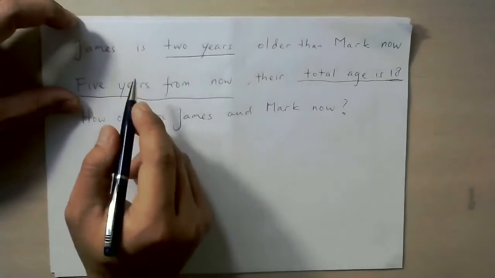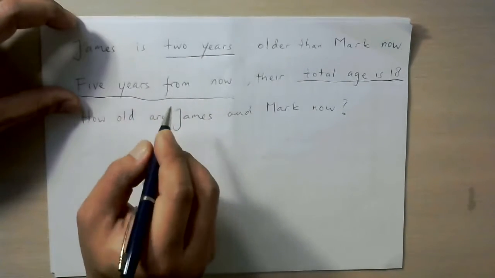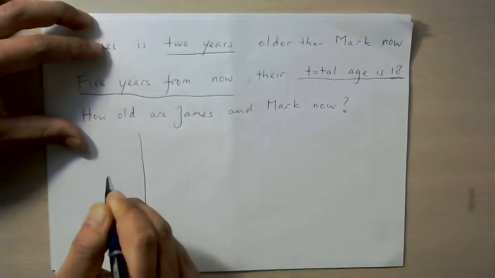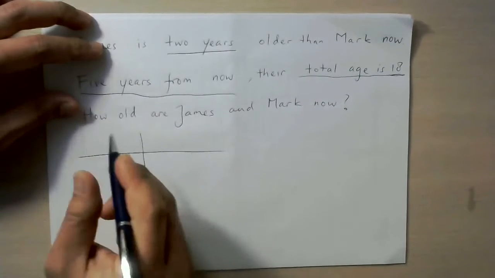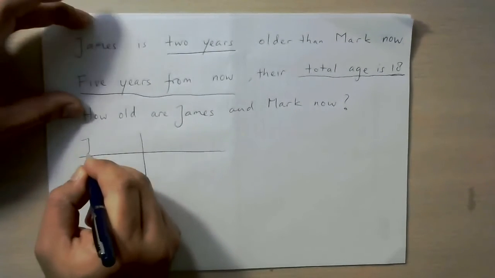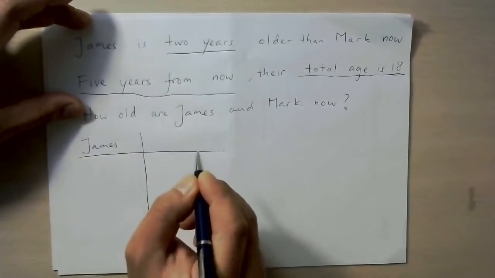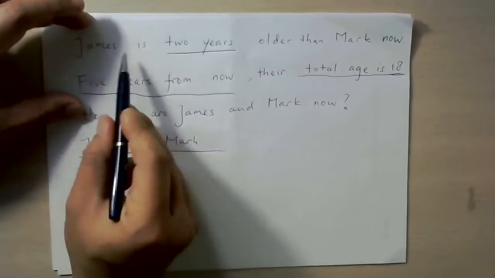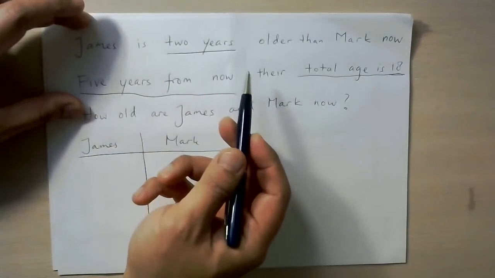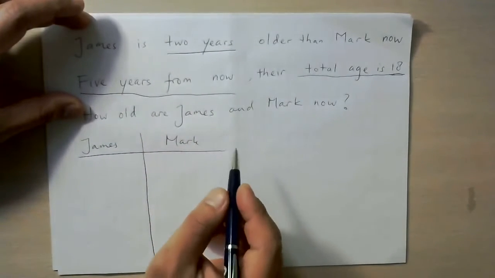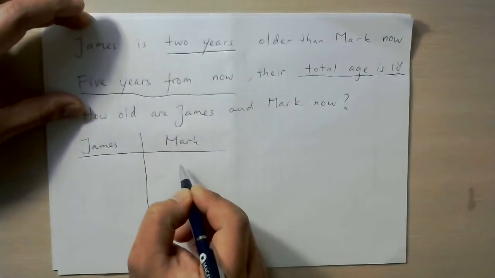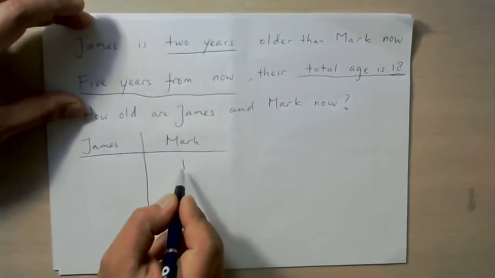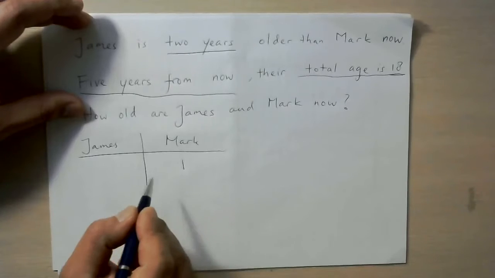It says here that James is 2 years older than Mark. So the first thing is, if you try to make a table, for example, this is the age of James, and then this is the age of Mark. Now it says James is 2 years older. If the age of Mark is 1, what is the age of James?